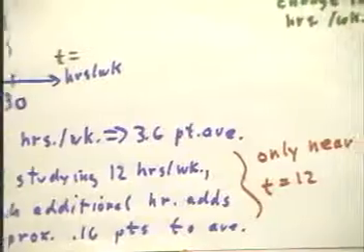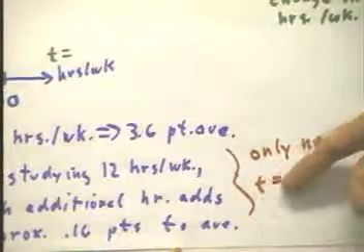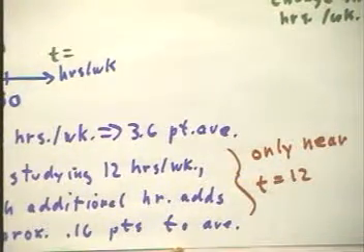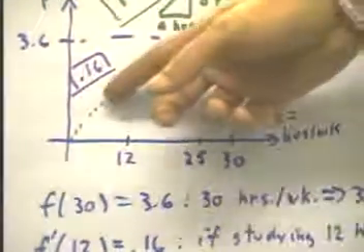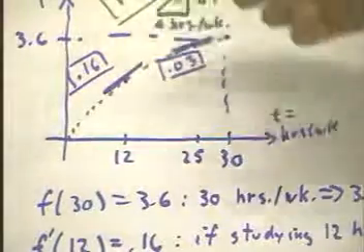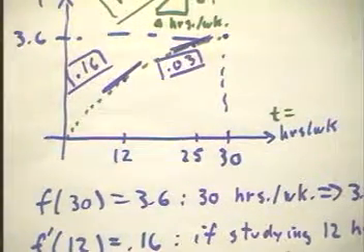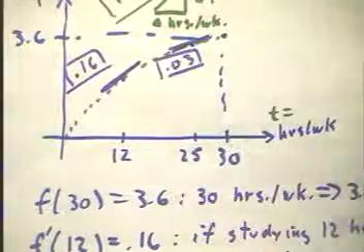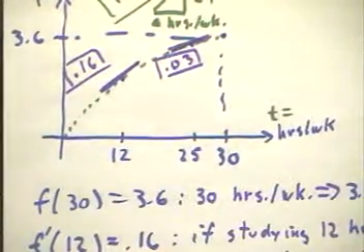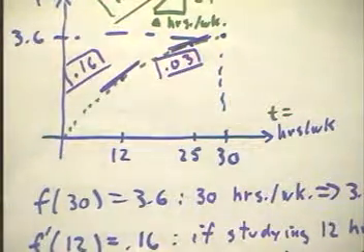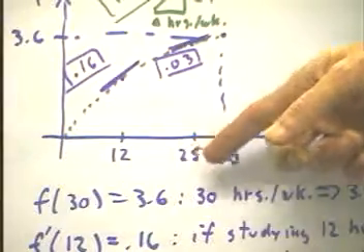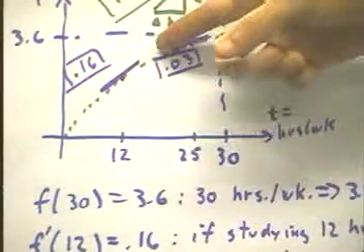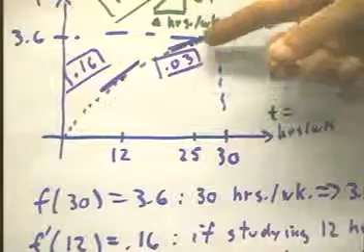But we note that this only holds near t equals 12. As we move away from t equals 12, we see that the slope of the graph, and therefore the increase in point average per hour of additional study, is apparently decreasing. We especially see that as decreasing because we also have information. Instead of f prime of 12 equals 0.16, there's another bit of information that said f prime of 25 is 0.03. So we see that the slope decreases to 0.03.